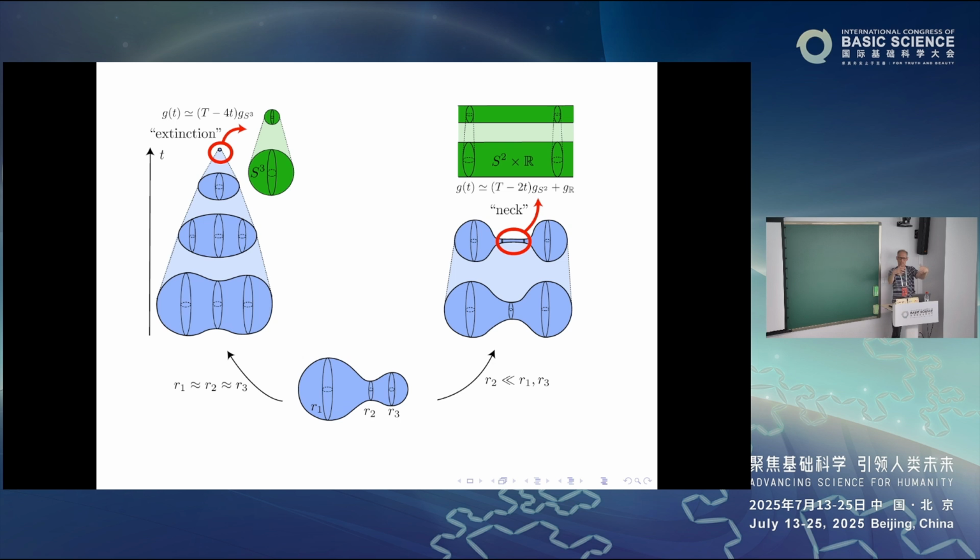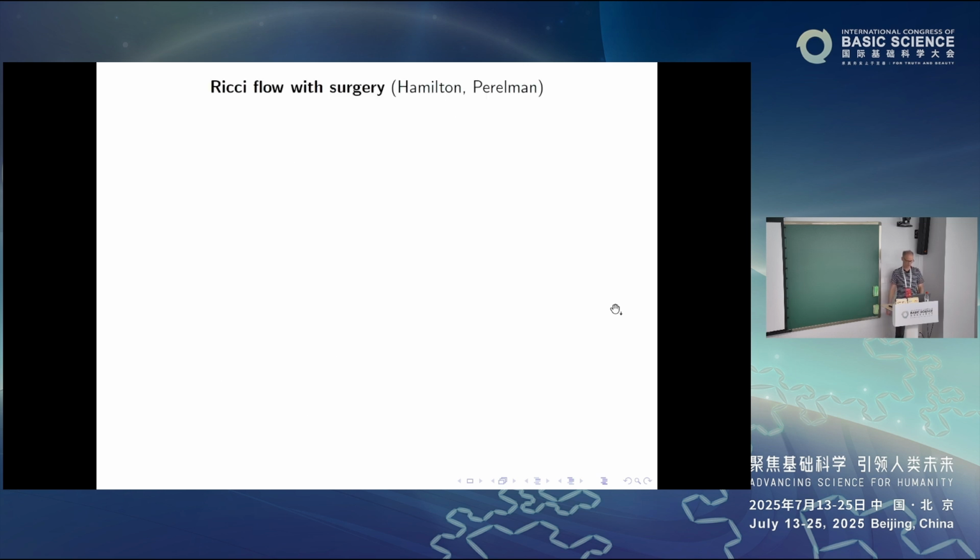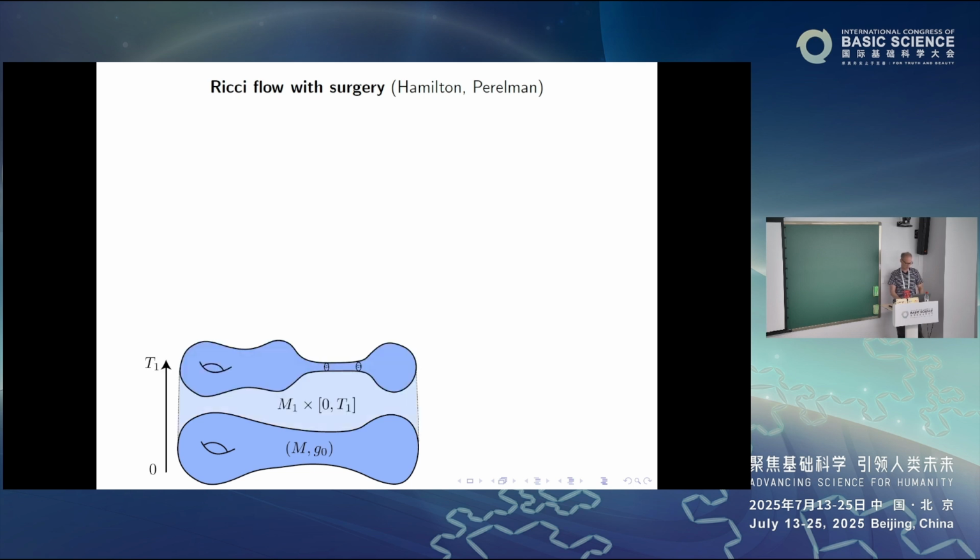Okay. So this suggests that you might want to try to continue the flow in some way. This is an idea that was due to Hamilton. He called it Ricci flow surgery, and this was further developed by Perelman. So the cartoon is as follows. You take your initial metric, you flow it until the metric goes singular, or maybe stop just before that.